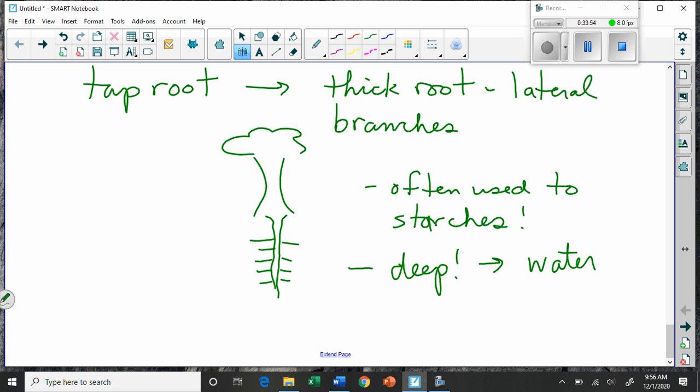Other trees don't have a deep taproot. They instead rely on a whole bunch of roots that go out over the surface, but then, of course, they're more dependent on rain, right? So the taproot is also deep and gives access to water.